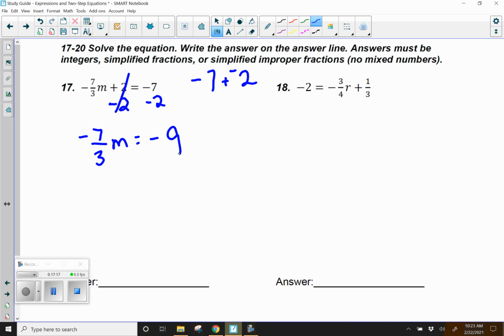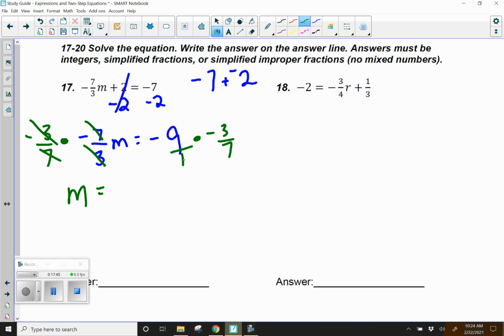And then hopefully we all remember by now that in order to get rid of my fraction as my coefficient, I need to multiply by the reciprocal. So watch what I do. I'm going to multiply by -3 over 7. What we do on one side, we do to the other. All of this is going to cancel out. I've got a negative times a negative, leaving me with a positive variable. And here we have a negative times a negative, which gives me a positive.